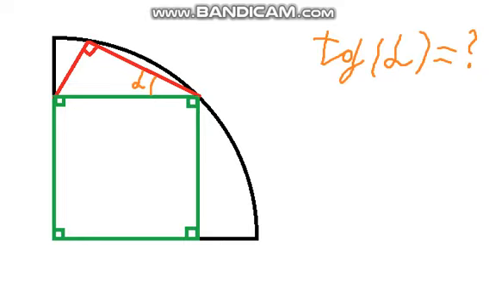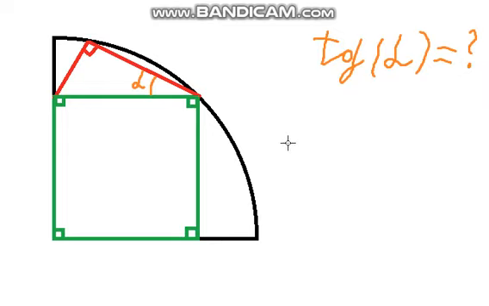Hello there, today I'm performing one distinct geometry test and I'm going to show how to solve a test like this. What is it? It is a quarter of a circle, a green square, and a right angular triangle. And we are going to find this side over this side, which is called tangent.